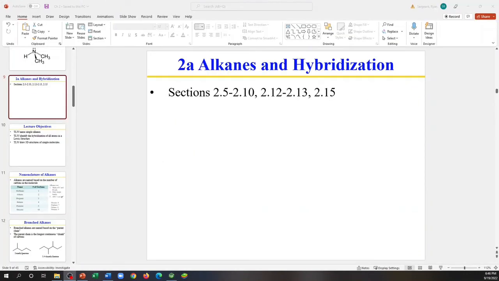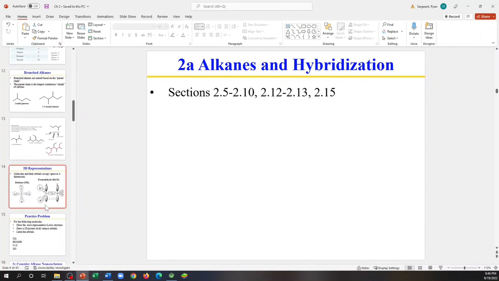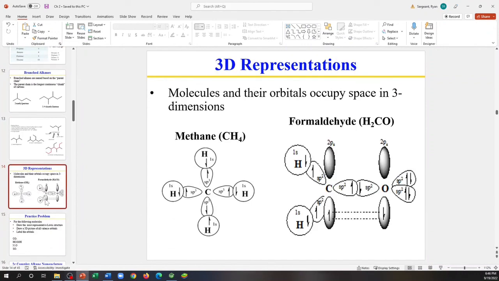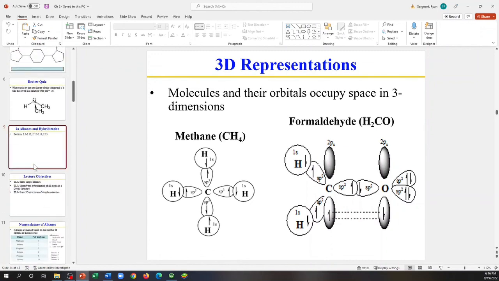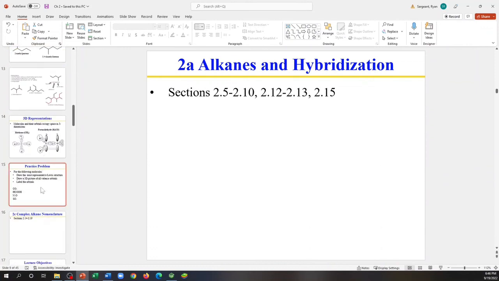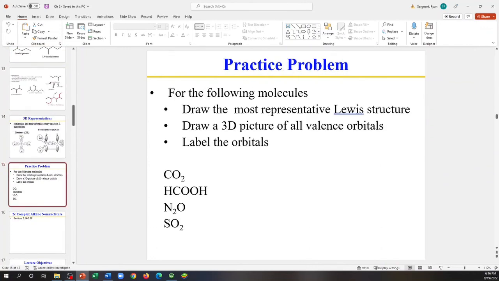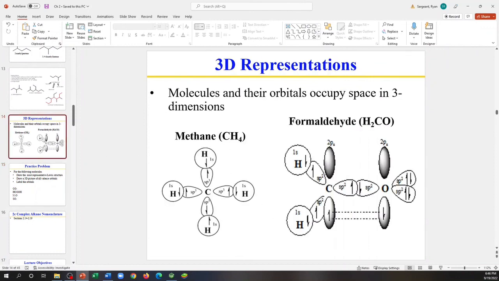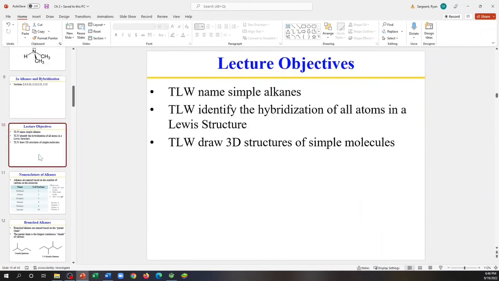Just to wrap this section up, these are the textbook sections that correspond to today's class. The actual three-dimensional drawings that I'm doing are something that the textbook shows you and then doesn't spend a lot of time talking about. And so there's not a lot of great practice problems that I have for you to draw these three-dimensional structures. But I think if you can review these four examples I've got here for you, and if you want to look over the methane and formaldehyde as well, that should illustrate all the different variation that we see with these three-dimensional diagrams.